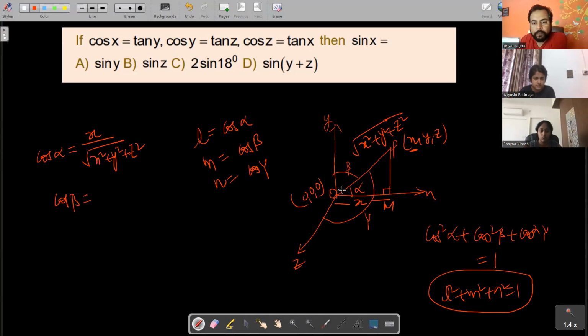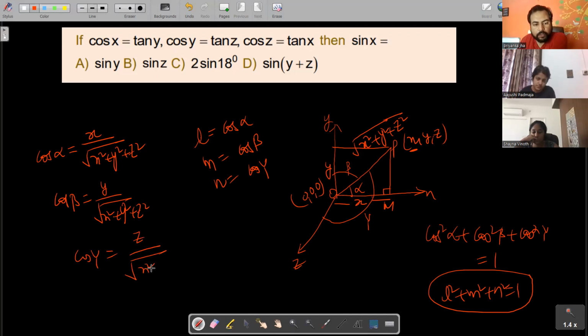And cos beta would be this, this is your y, upon the hypotenuse. Similarly, cos gamma will be z upon the square root of x square plus y square plus z square. Square it and add it, and you will get x square plus y square plus z square upon the square of the root, that is x square plus y square plus z square. It will cancel, so this will give you 1. This is the fact, right?